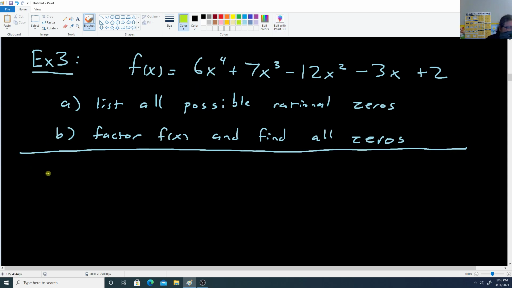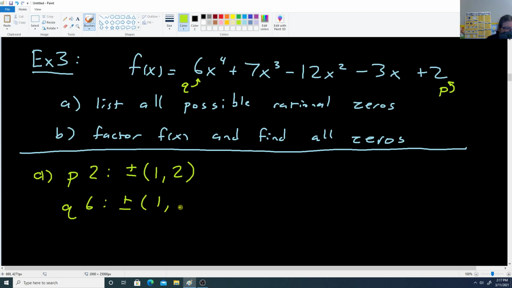So for part A, we use that rational zeros theorem we wrote down. P is going to be factors of the constant term 2, and Q will be factors of the leading coefficient 6. I need to write down all numbers that divide evenly into 2, which will be plus or minus 1 and 2. I need to write down all numbers that divide evenly into 6, which is plus or minus 1, 2, 3, and 6. Then I need to generate all P over Q's, all combinations with one of these P values on top and these Q values on the bottom.